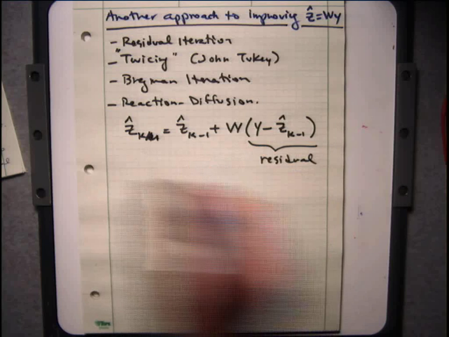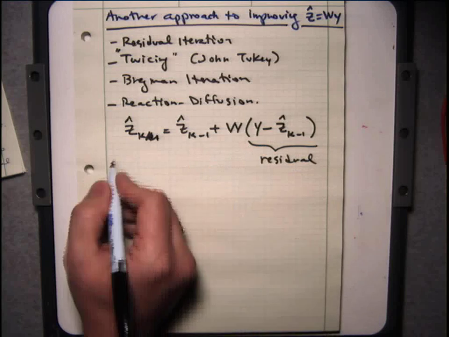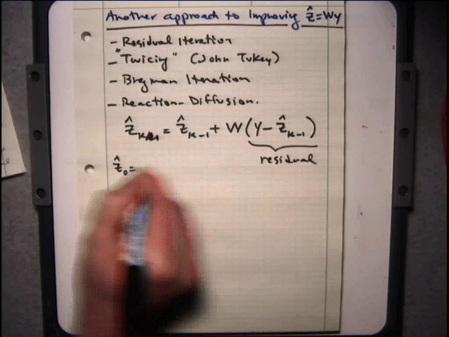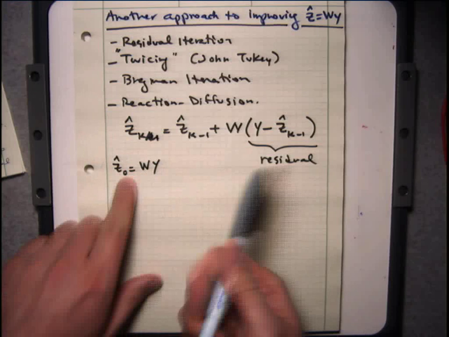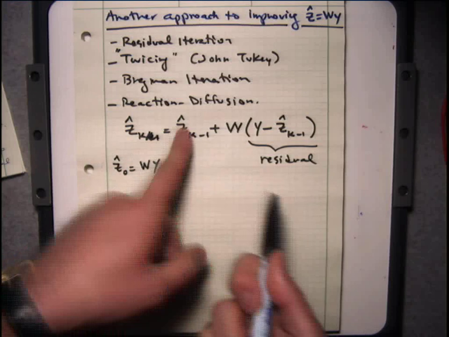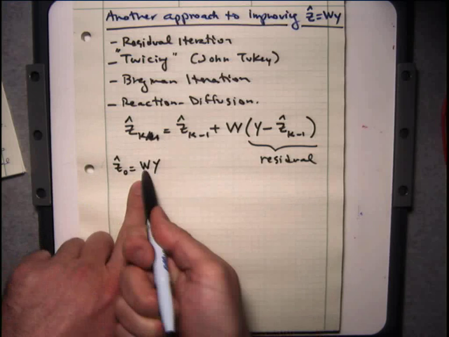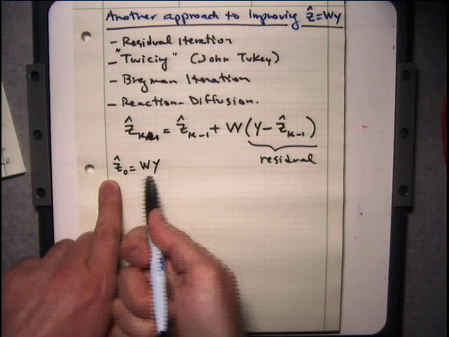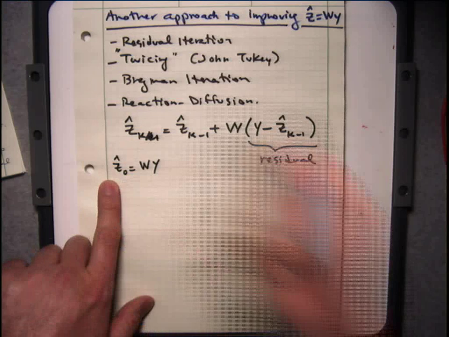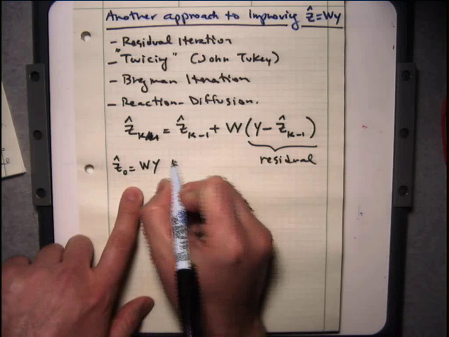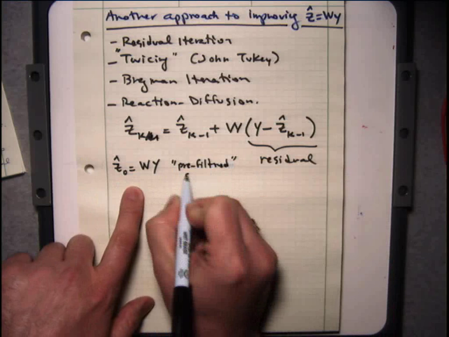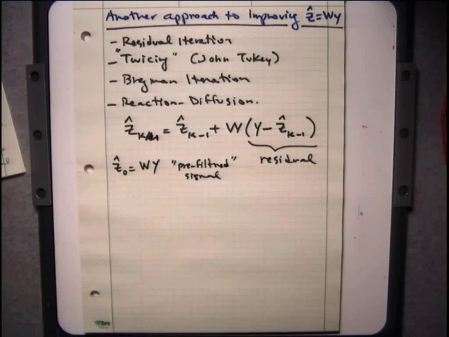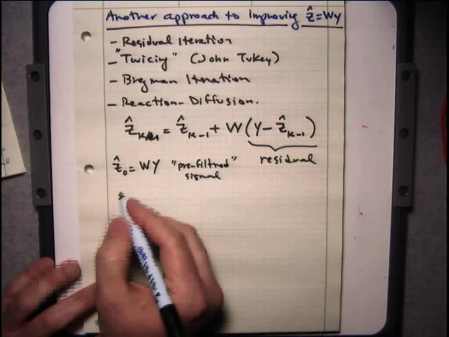Okay? And of course, we need to initialize this, and the initialization here is z hat 0 is equal to w times y. Sometimes we refer to this initialization as pre-filtered data. In other words, before, we just applied this once and we stopped. This iteration says, hey, don't stop. Use that as your 0th order starting point, and then run this iteration forward. The name for this is sometimes the pre-filtered signal.